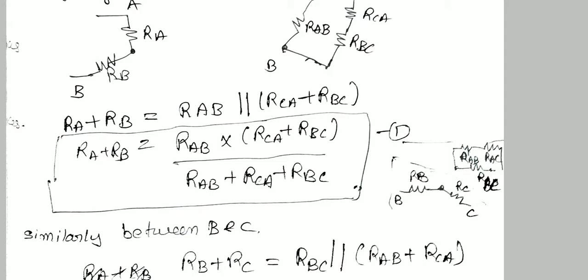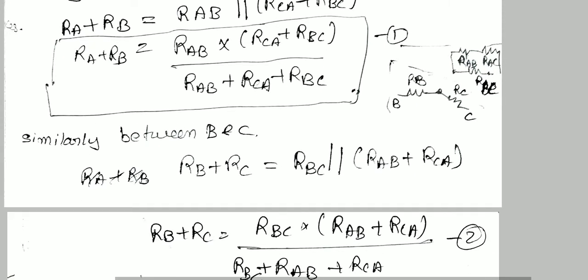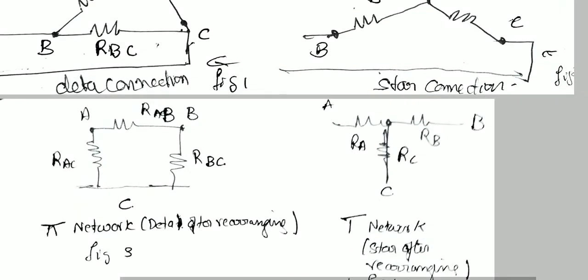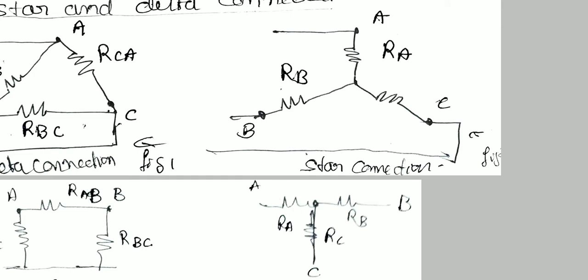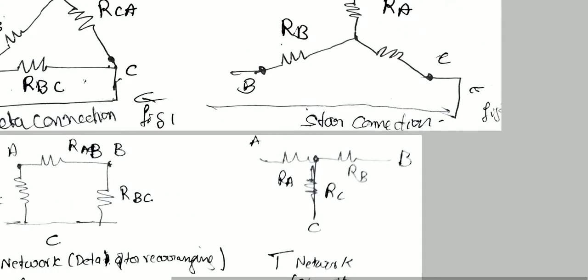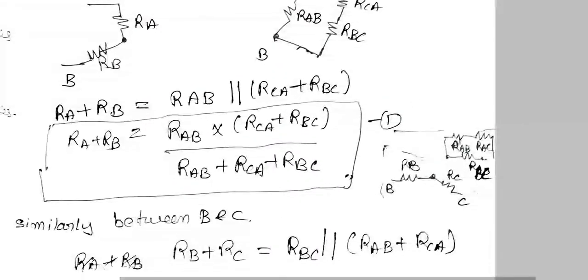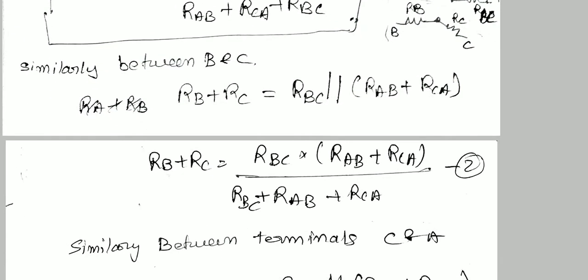You know that for two resistances in parallel, we can write it as R1 into R2 divided by the sum of the resistances, that is R1 plus R2. Similarly, I can consider B and C. Between B and C the resistance is RBC in parallel with RAB plus RCA. So here the resistance between B and C in the star network is RB plus RC. Okay, so we can write RB plus RC is equal to RBC in parallel with RAB plus RCA.